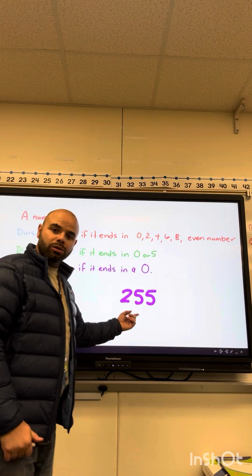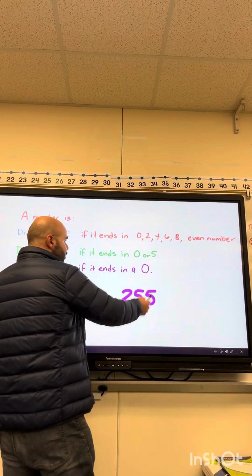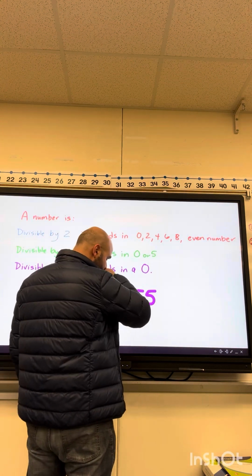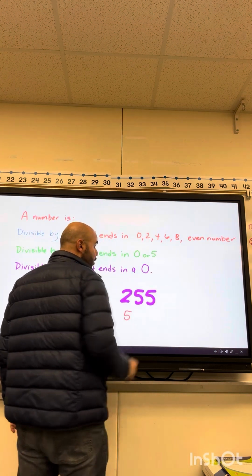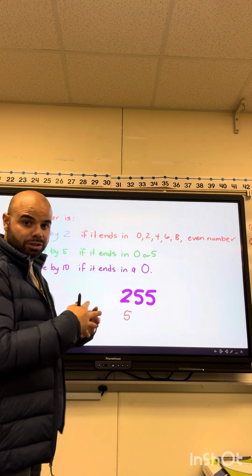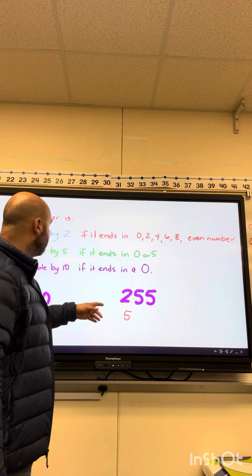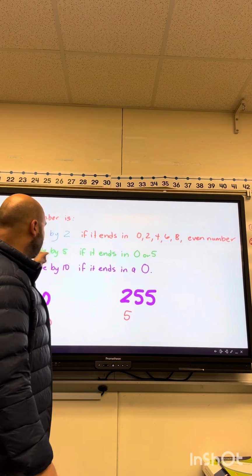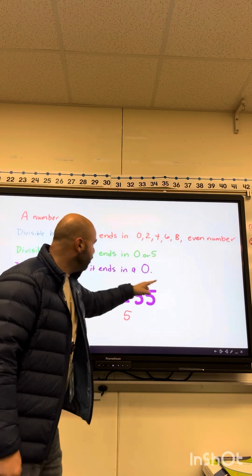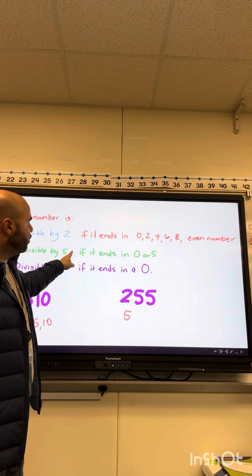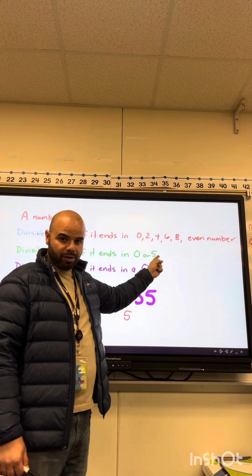Now let's look at 255. 255 only coordinates with one of these rules here. It only matches with one of these rules. And that rule would be that number, 255, could only be divided by 5, right? Because it ends in a 5.